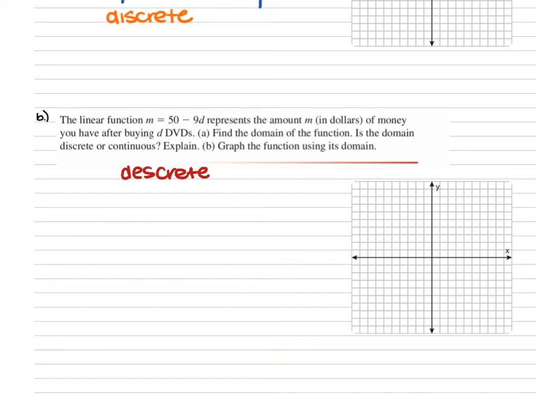And then in order to find what your ordered pairs would be, we would just make a function table with d, not x.